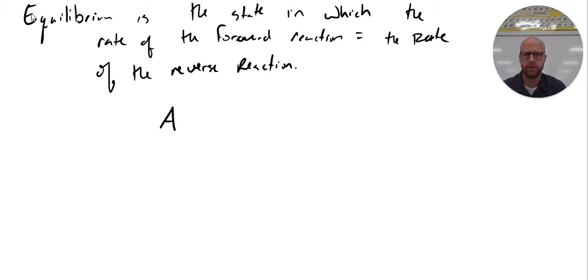So an example would be, if A is going to B, but at the same time B is going to A, we'll say every 1 second 1 A turns into 1 B, but every 1 second 1 B turns into 1 A. Well, your net change is 0 because I'm losing one every second, but I'm also gaining one back every second. Okay? Right there, that is when the rates are equal to each other. So this is the state of equilibrium.